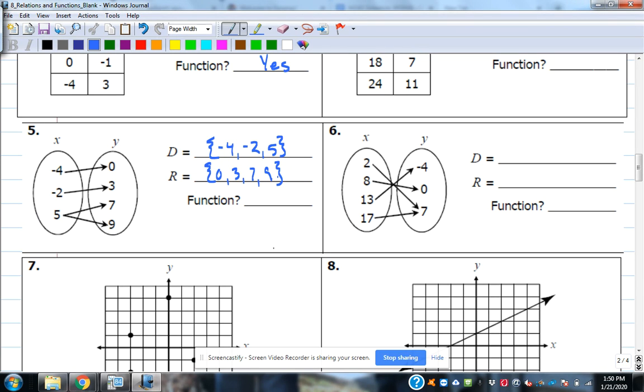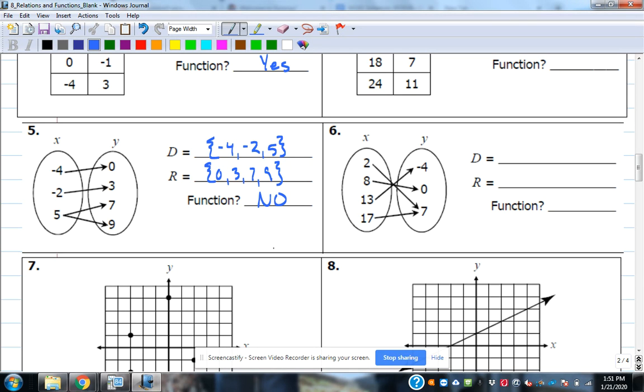And is that one a function? No, why not? Yeah, the 5 goes to the 7 and the 5 goes to the 9. So what that creates is ordered pairs. It's -4, 0 is an ordered pair. -2, 3 is an ordered pair. 5, 7 is an ordered pair. And 5, 9 is an ordered pair. So you get all those ordered pairs from that mapping. So that one works out nice.